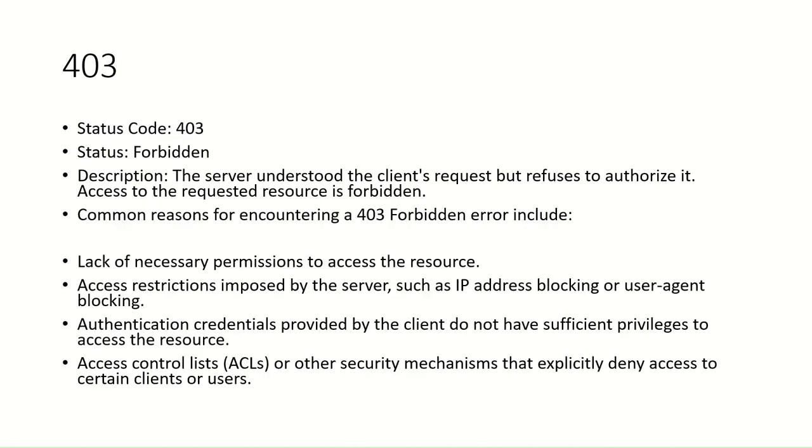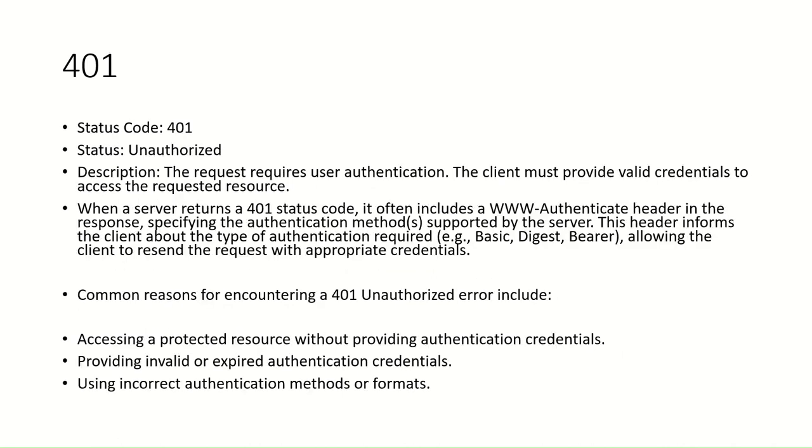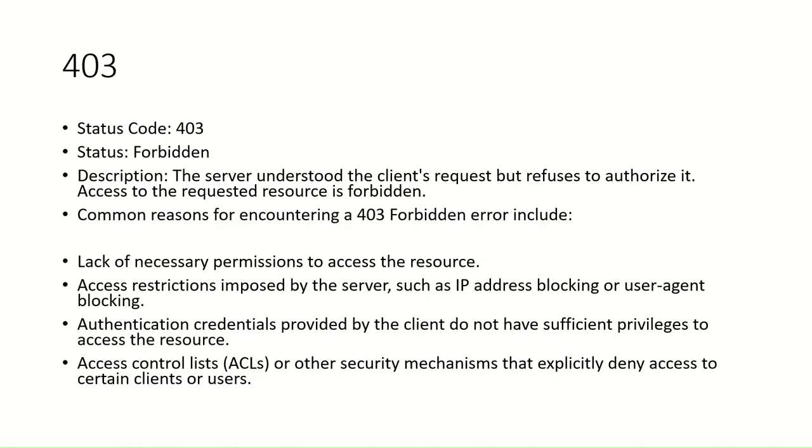But in the case of 403, the client is going to hit that API. In that case, the server knows the person who is hitting the API, but that person does not have the proper access, or you can say the legal access, to that particular API. In the case of 401, the server does not know the client who is accessing the API. But in the case of 403, the server knows who is accessing the API, but the person does not have the legal access to that API.